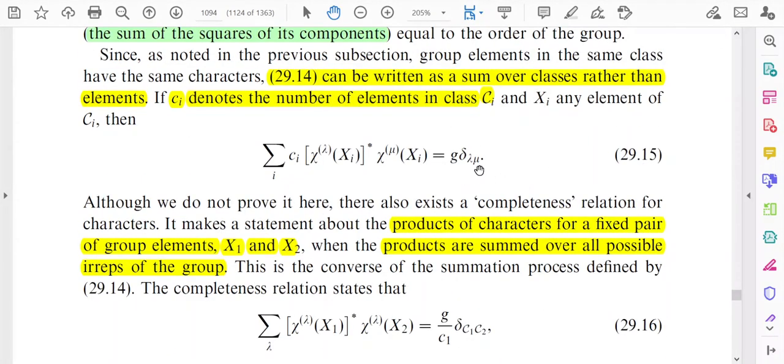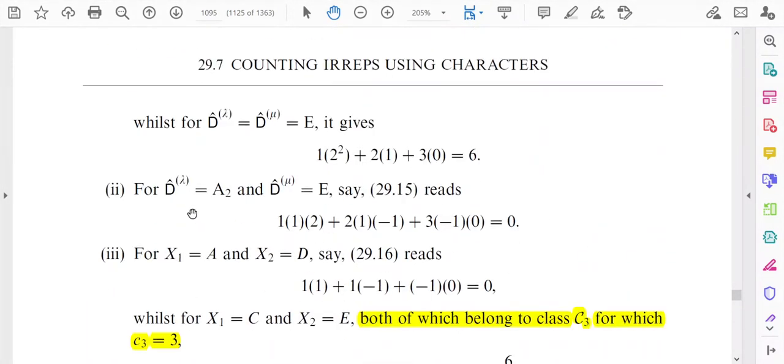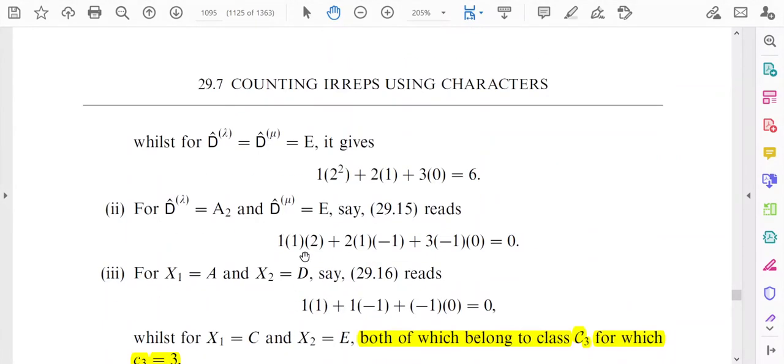So if lambda is not equal to mu, then definitely the right side will be 0. So it may be checked. Suppose we are considering different representations, for example A2 and E. So the number of elements will be again fixed, that is 1, 2 and 3, but these are the product between the characters for two different representations. That means one from the representation A2 and another from the representation E.